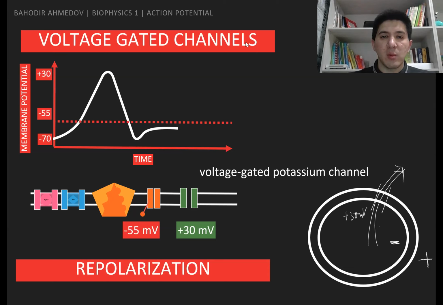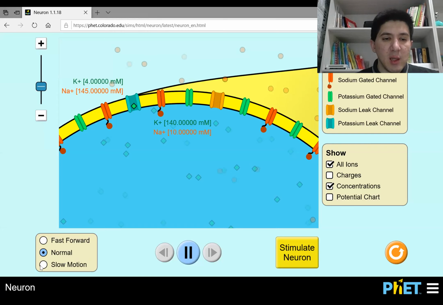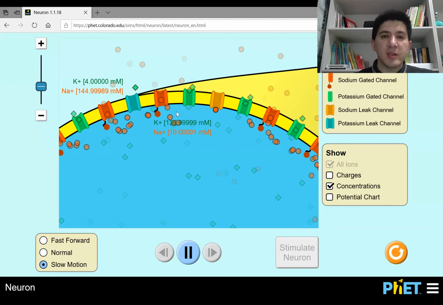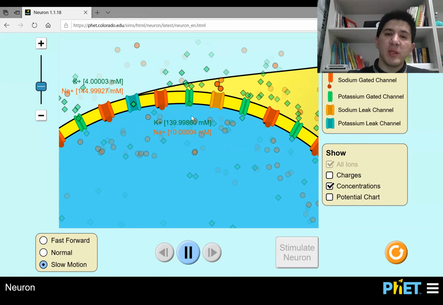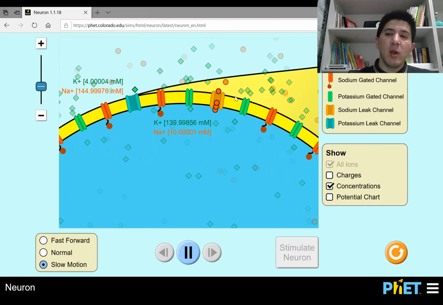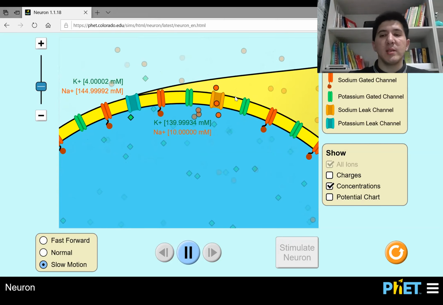Let's look at the PhET simulation one more time. I'm going to make this a little bit slower. We are going to stimulate the neuron so that the membrane potential is going to reach minus 55, and lots of these voltage gated channels are going to be opened. So let's look at this. We have stimulated, so now those gates are going to be open. Lots of sodium ions are going in. Then when it reaches plus 30, lots of potassium ions are going out. Then it becomes again the normalized situation.